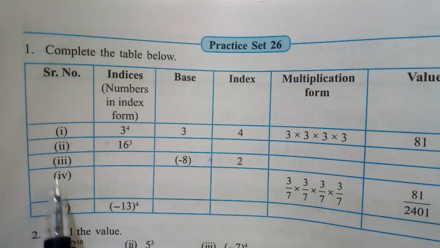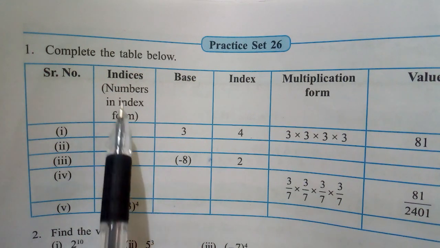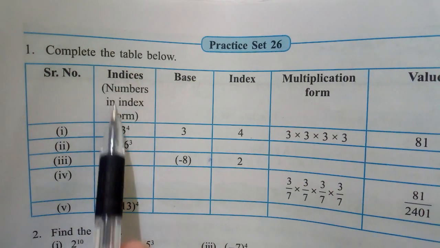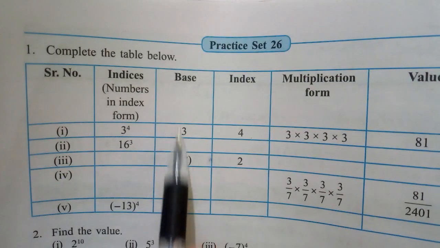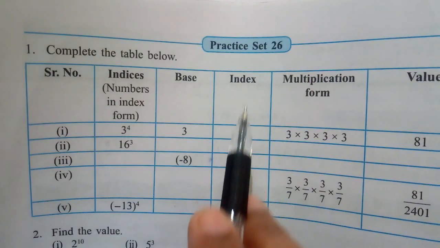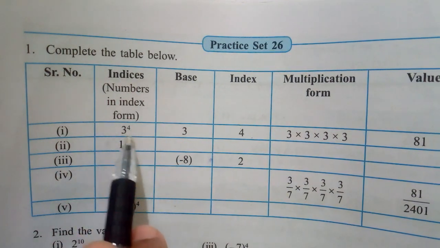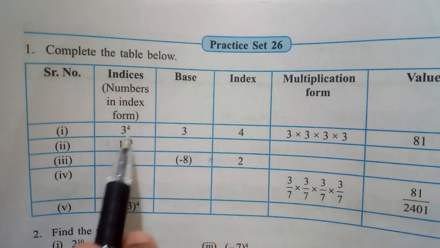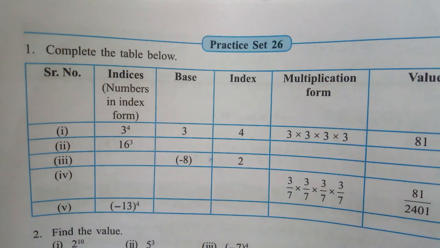In practice set 26, question number 1 is: complete the table below. Here a number in indices form is given. Then it is asked to write the base, to write the index, to write the number in multiplication form, and then the value of that. So we will see it now.